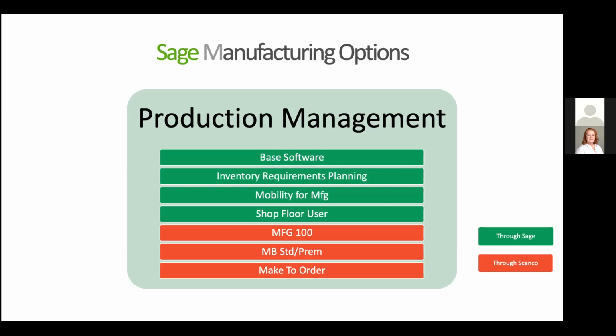So we have Manufacturing 100, which is the shop floor scanning, right? You see shop floor scanning from Sage, but we have Manufacturing 100, which is the fully built out scanning solution for your production management module. Shop floor is designed to be a light offering that gives you a taste of the automation. We definitely recommend you check that out.